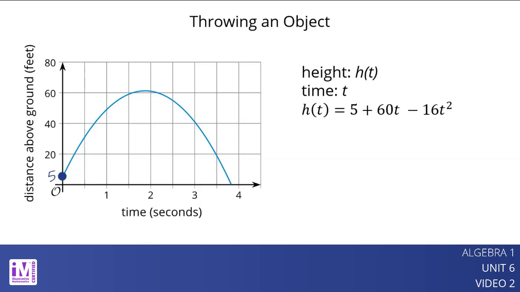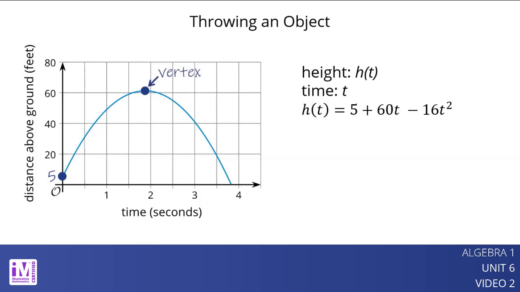The graph indicates that the object reaches its peak height of about 60 feet after a little less than 2 seconds. That peak is the point on the graph where the function reaches a maximum value. At that point, the curve changes directions, and the output of the function changes from increasing to decreasing. We call that point the vertex of the graph.